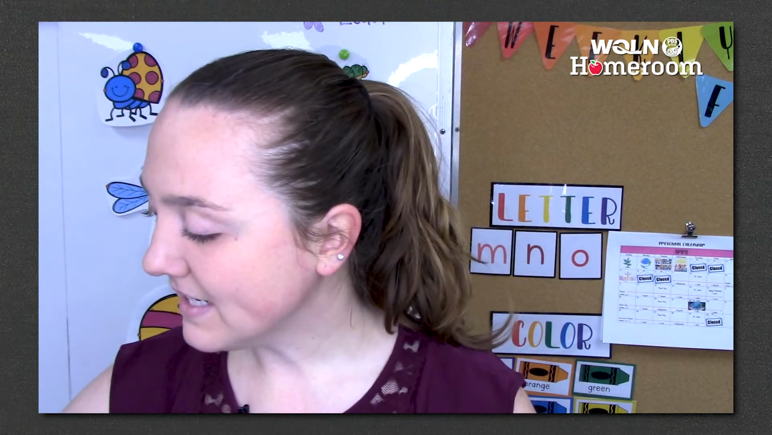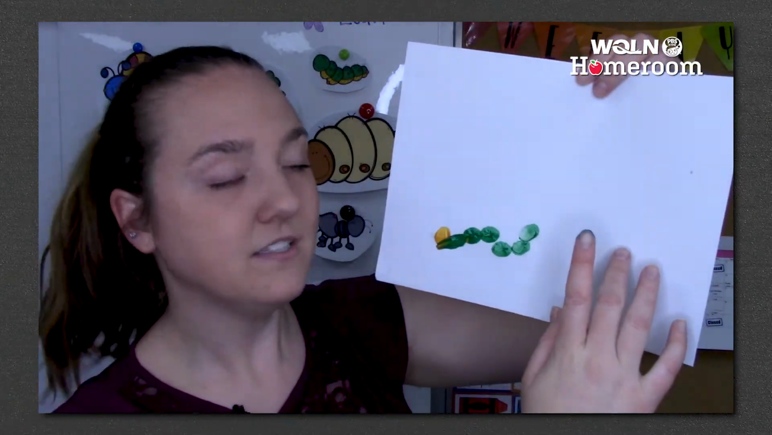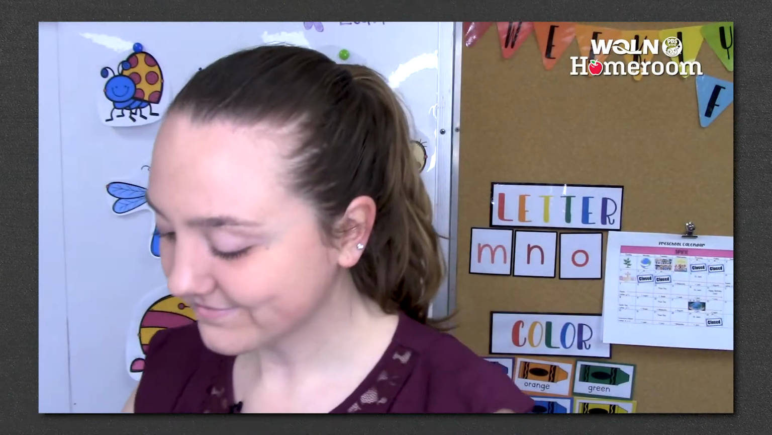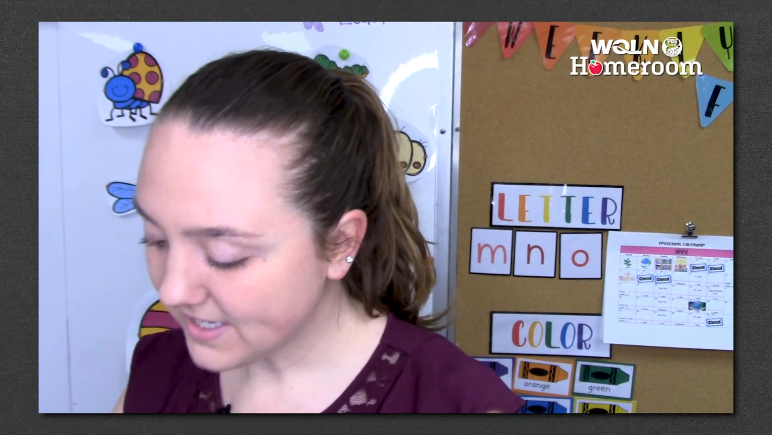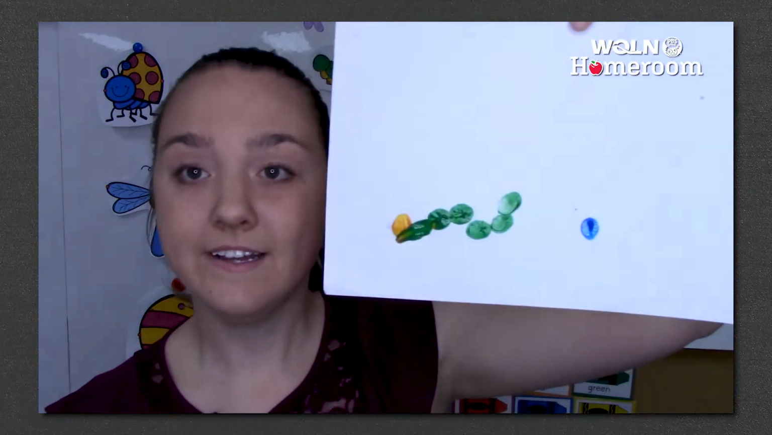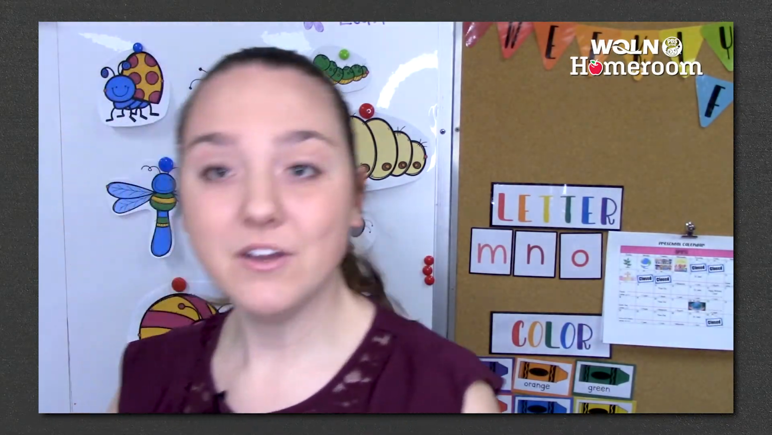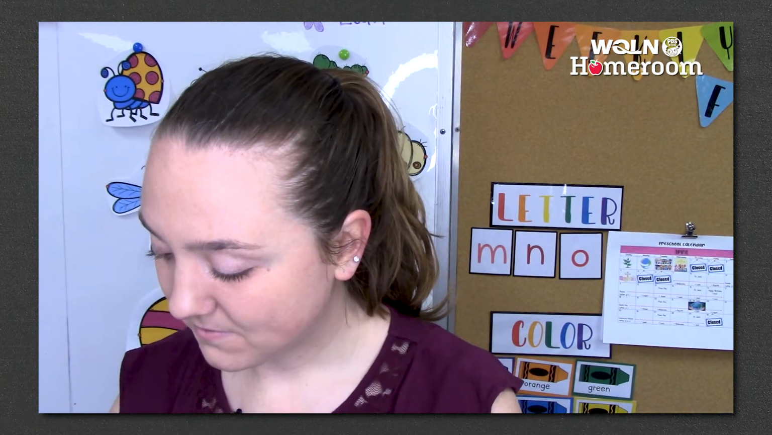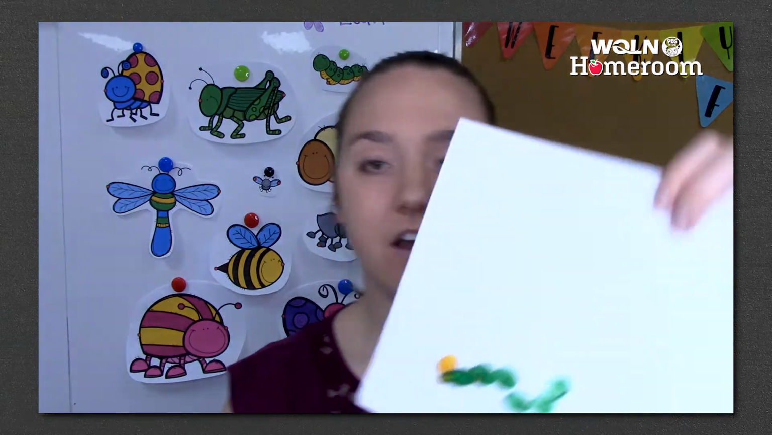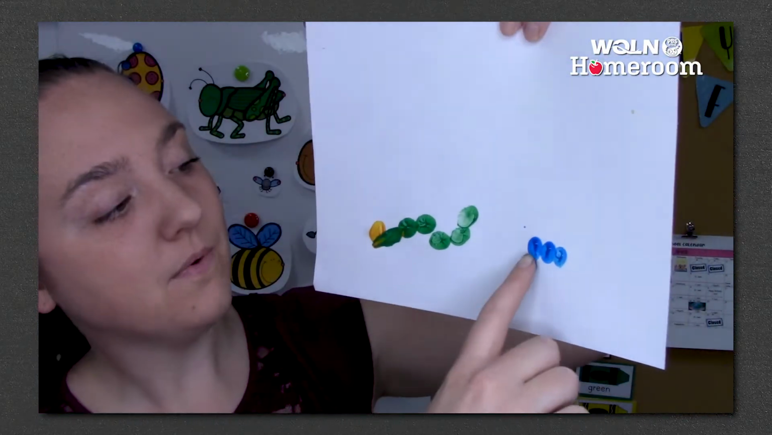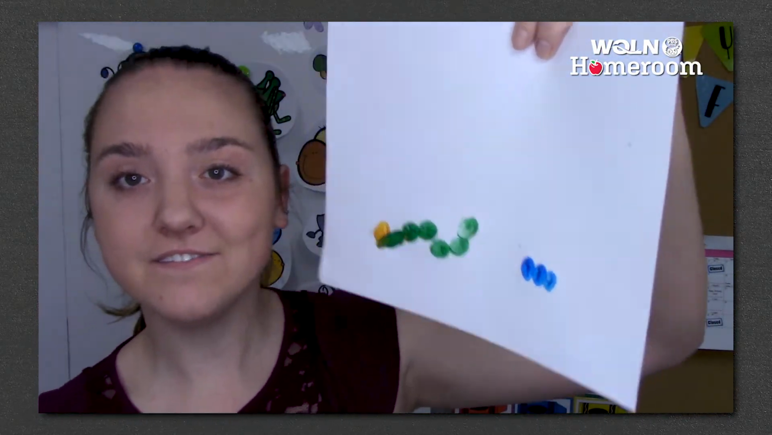So I am going to use my pointer finger again, and I'm going to dip it in the blue, and I'm going to put it next to the caterpillar. So I'm going to go 1, so it's 1. Gonna get some more paint, and I'm gonna add 2 more parts to my ant. 1, 2. So it has 1, 2, 3 fingerprints.